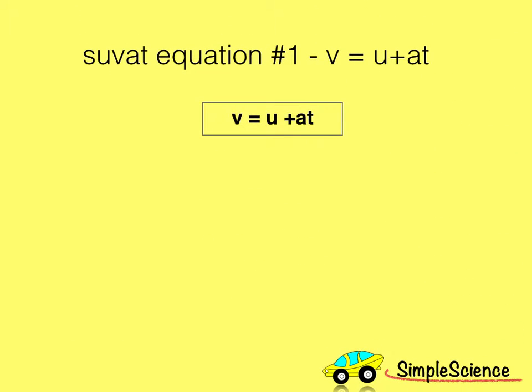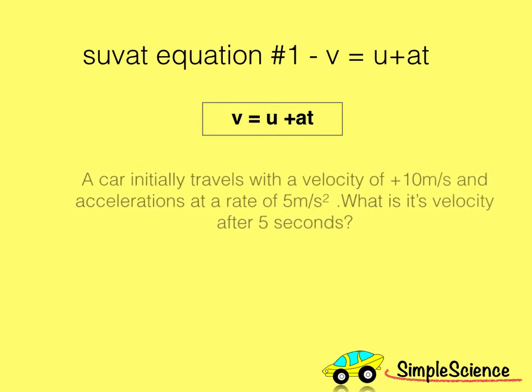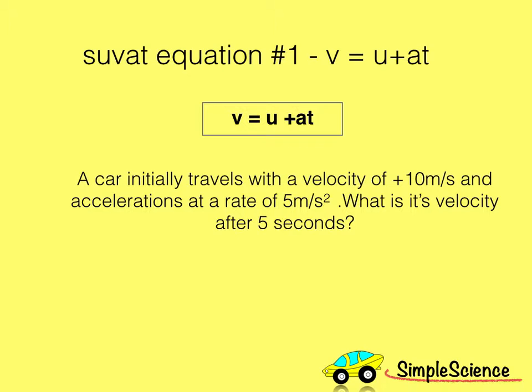v equals u plus at. It is based on the concept that final speed v is equal to the initial speed u plus at, which is the change of velocity. So let's look at the first question. A car initially travels with a velocity of 10 meters per second and accelerates at a rate of 5 meters per second squared. What is its velocity after 5 seconds?